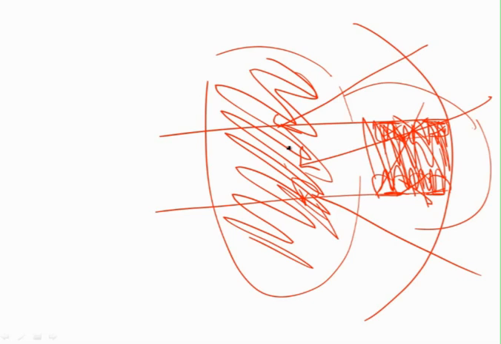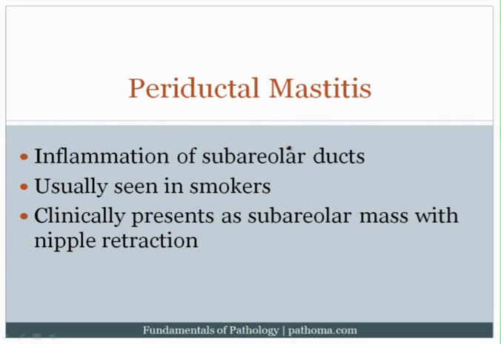Now, with that as a background, let's go back and read what I say in the book. So I say that periductal mastitis is inflammation of the subareolar ducts, usually seen in smokers. I've already explained that, again because of a relative vitamin A deficiency, and it classically presents as a subareolar mass with nipple retraction. Now, this nipple retraction is important because I think, from my experience with medical students, when they hear the word nipple retraction, they automatically think breast cancer. However, that's not always the case. You can have nipple retraction with, for example, an inflammatory condition such as periductal mastitis.